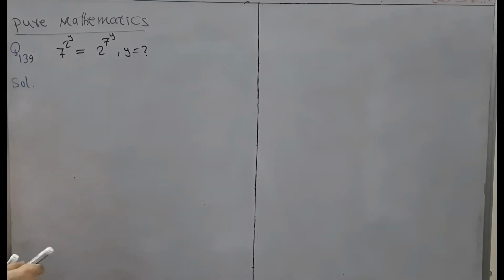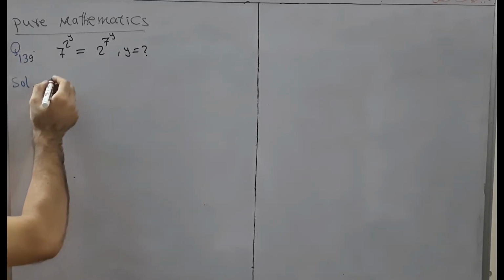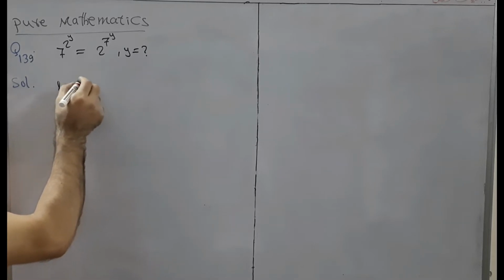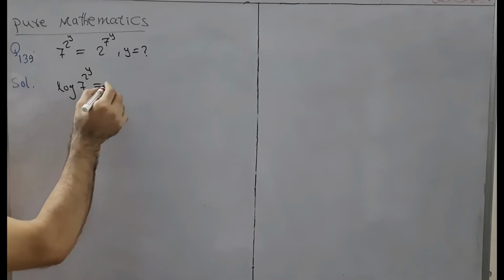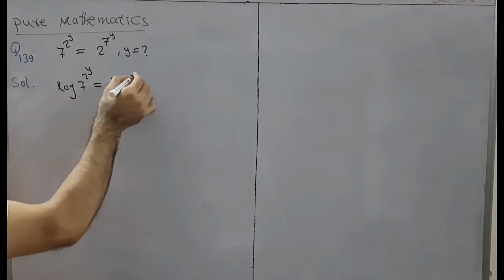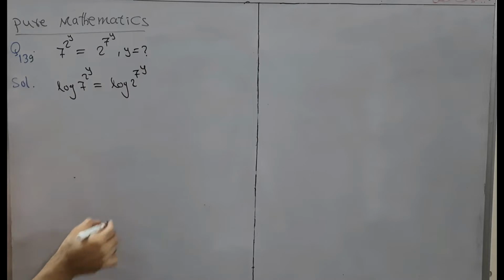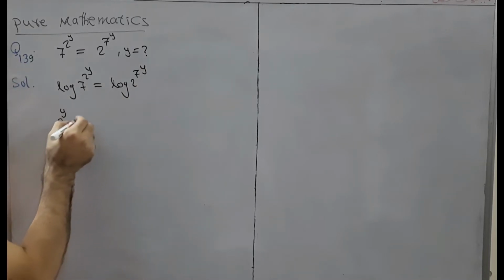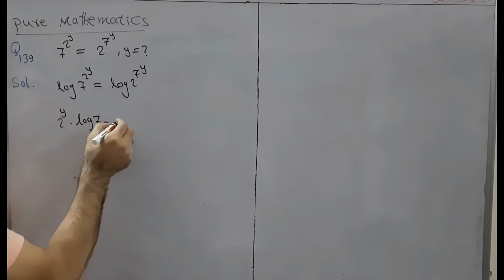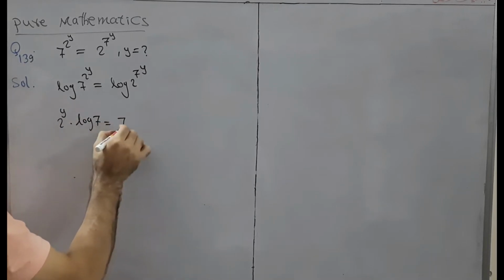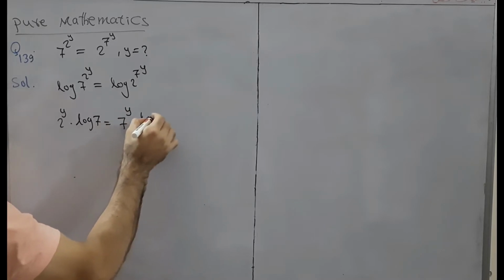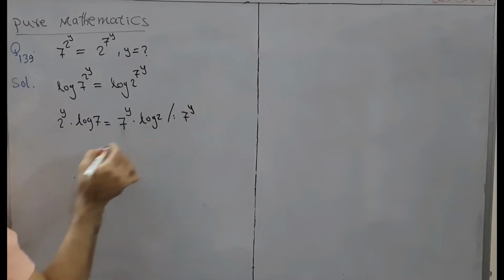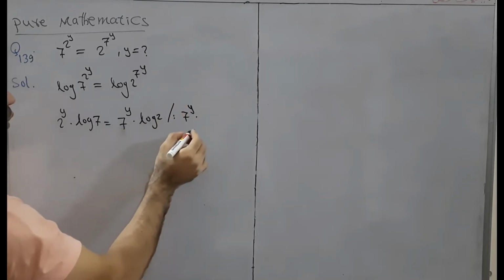Here we want to find the value of y. First we take log from both sides. Log 7 to the power y is equal to log 2 to the power 7 to the power y. Now we can write 2 to the power y into log 7 is equal to 7 to the power y into log 2.